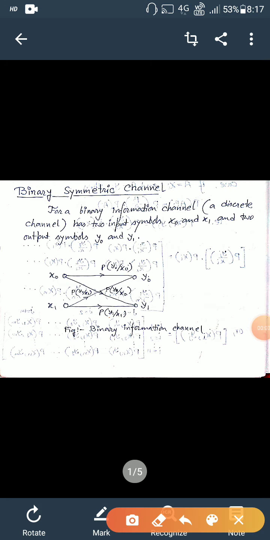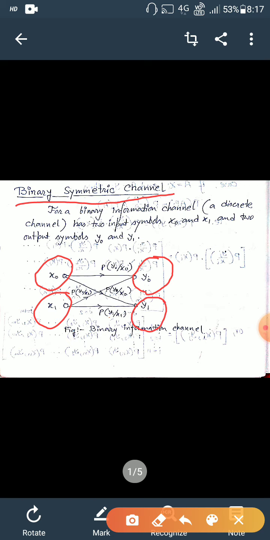Today we discuss a new topic, the binary symmetric channel. This is also an example of a discrete channel where two input symbols are present, one is x0 and the other is x1, and two output symbols are present, one is y0 and the other is y1.